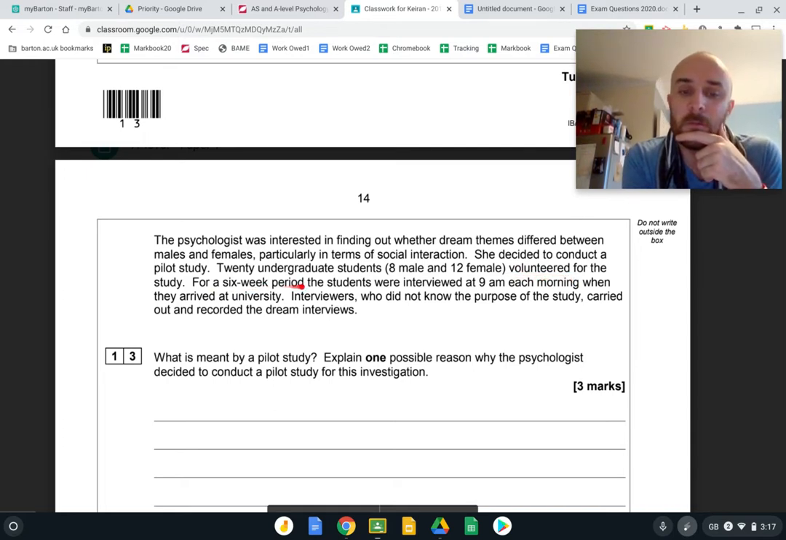So for a 6-week period, the students were interviewed at 9 a.m. each morning when they arrived at university. Interviewers who did not know the purpose of the study, so it's double blind. Again, why are they putting that?